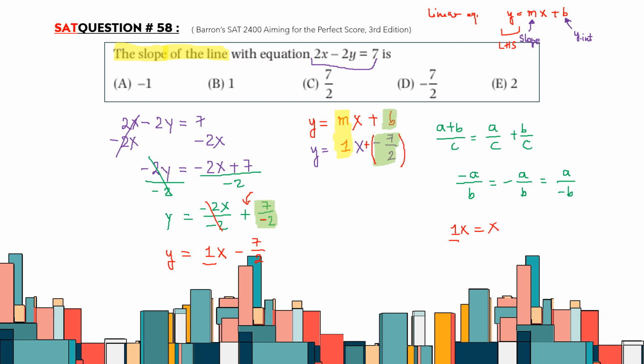In this case, they're asking for the slope. It means they're asking for the m value. So m is equal to 1. So B is the right answer. But if they're asking for the y-intercept, you would say negative 7 over 2, and in this case D is the right answer. But in this question, they're asking for the slope, m, so that is equal to 1.